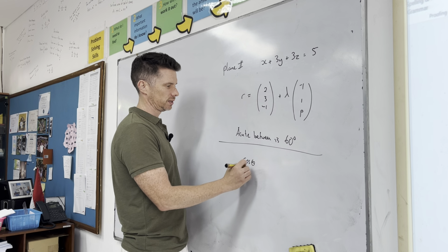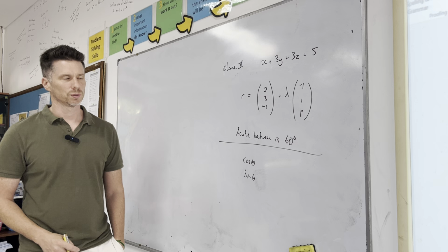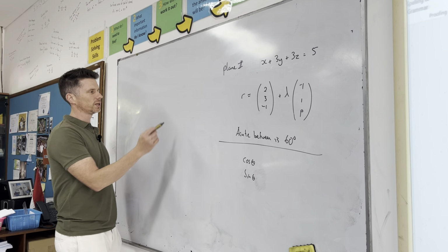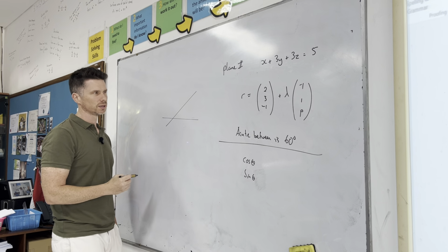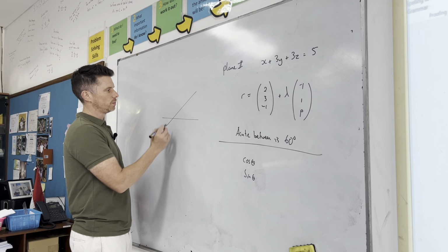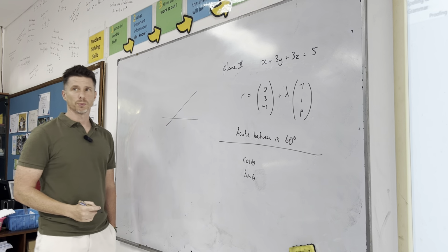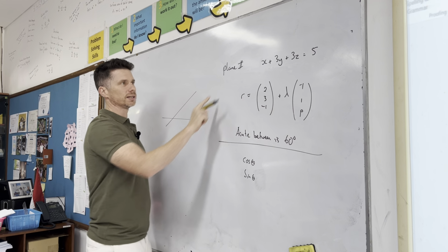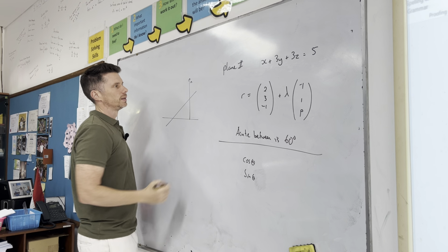Cosine or sine, and then the dot product and the magnitude. So we need to visualize this. The plane is going like this, and there's some line going through it. Now the problem is we don't have a vector along this plane. But we can get the normal to this plane very easily. We can get the normal to the plane.